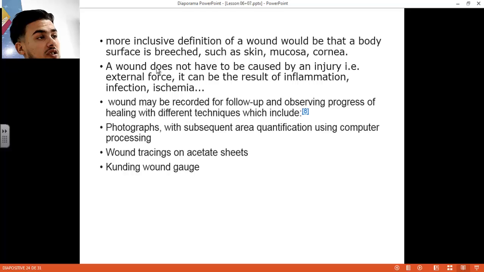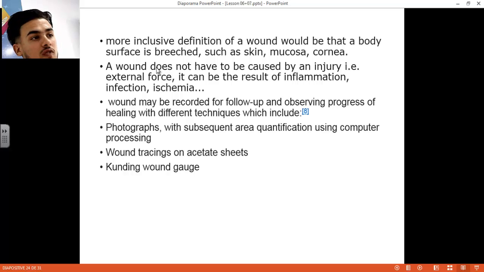For a more inclusive definition, a wound is when a body surface is breached, such as the skin, mucosa, or cornea. So the wound is when the skin or the outside of our body is touched. It is on the surface, while the injury could be deeper than we imagine. A wound does not have to be caused by an external force; it can be the result of inflammation, infection, or ischemia.